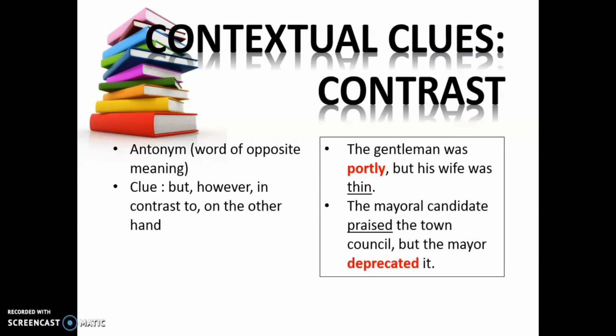Moving on to the second statement. The mayoral candidate praised the town council, but the mayor deprecated it. So here, in this particular statement, if you don't know what's the meaning of deprecated, you can always guess it based on how the author portrayed the word. Again, but is utilized as a clue to show contrastive idea. So the word deprecated is all about belittle, express disapproval or protest against something.